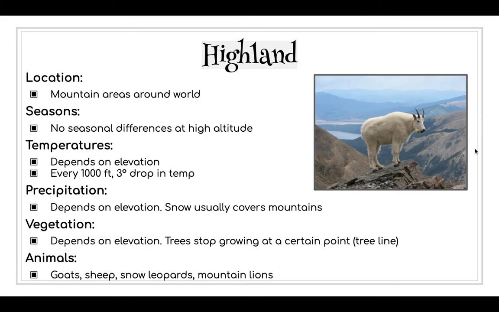So you could see kind of where the tree line is here, and so there's nothing up here. Maybe some grasses, but not really. It's mostly just rock and dirt. And then as far as animals go, it's like goats, sheep, snow leopards, mountain lions that are in this area. There's not a ton of animals in the highland climate.